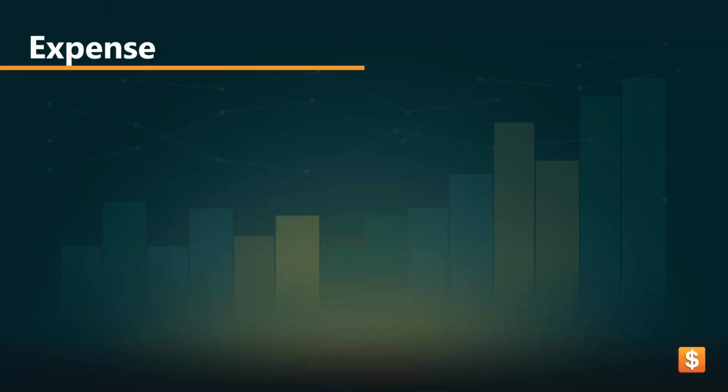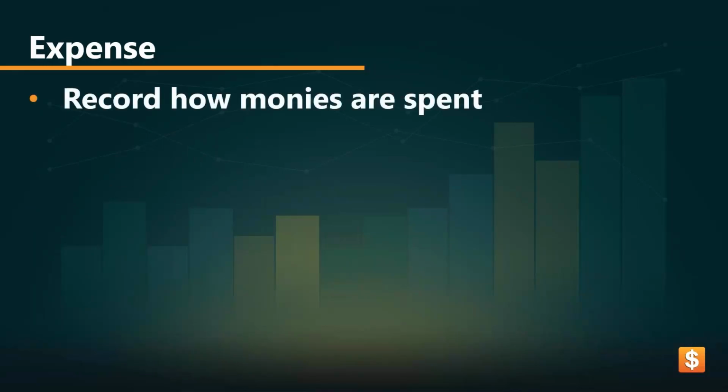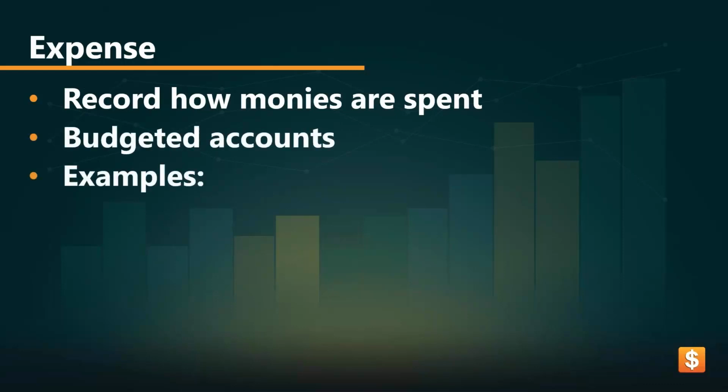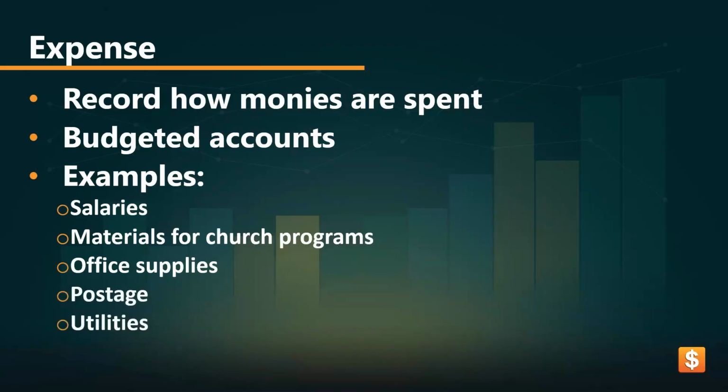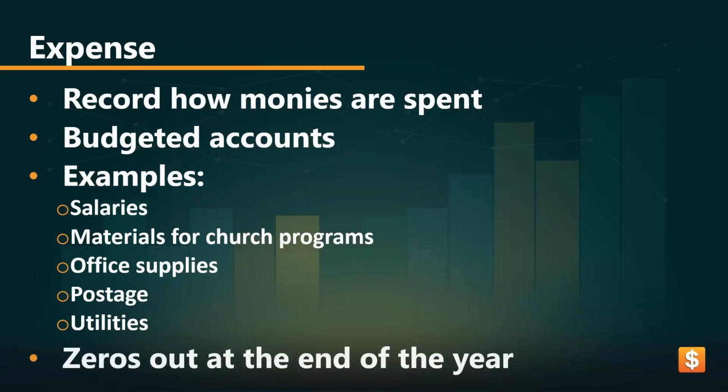On the other side, we have the expenses, where you record how money is spent. These can also be budgeted, and examples include salaries, materials for church programs, office supplies, postage, and any sort of utility bills. And just like income, it also zeroes out at the end of the year. So income and expense accounts do zero out. Restricted funds do not.